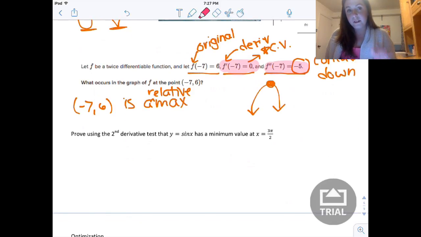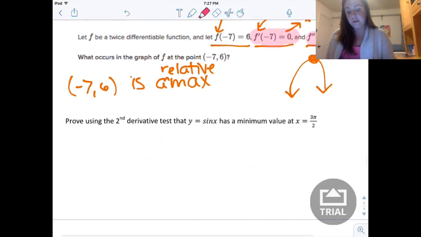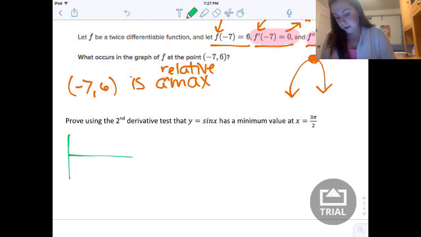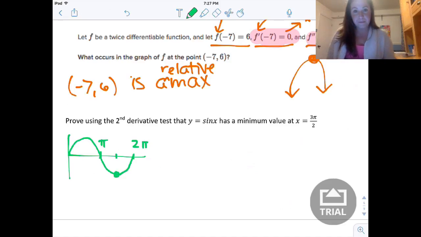So let's take a look at this one. Prove using second derivative test that y equals sine x has a min at 3 pi over 2. If we actually just sketch our parent function here, then, okay, does it have a min? Well, sine goes up, comes back down, and goes like that. Here's 1 pi. Here's 2 pi. So I know that at 3 pi over 2 it has a min. We're going to use the second derivative test to show that.